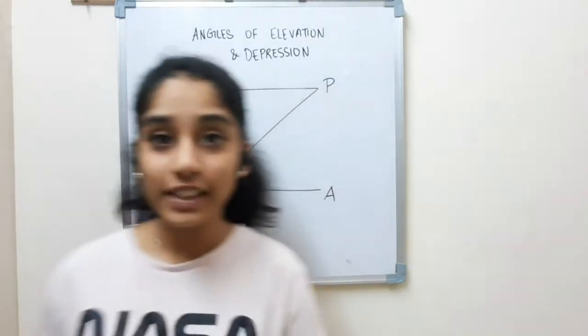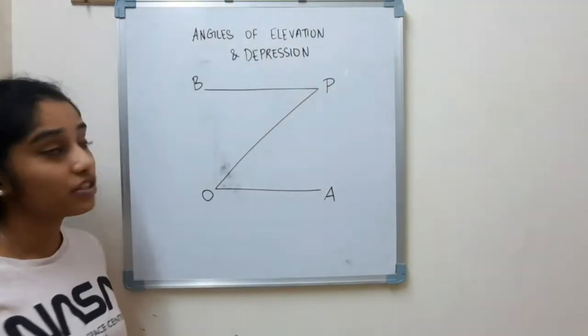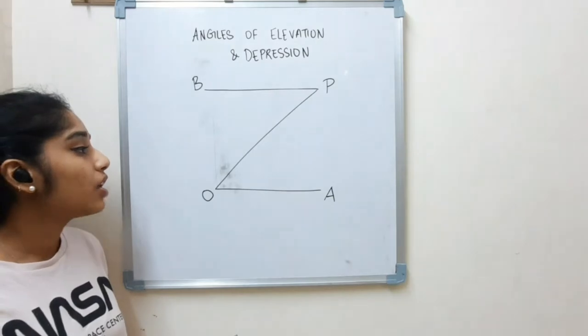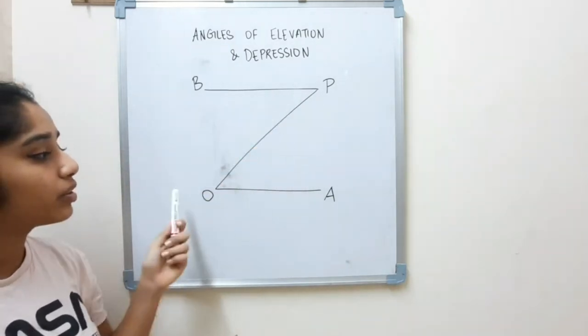So today I'll be doing a question from applications of trigonometry and it will include heights and distances. So let's get started. Firstly, I'll brief you about the angles of elevation and depression. I've drawn a simple diagram here.